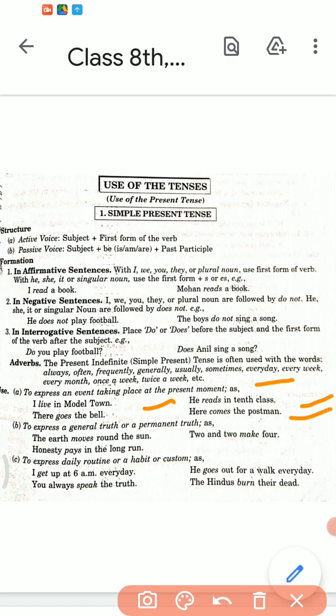Now see the second rule, to express a general truth or a permanent truth. For example, earth moves around the sun. 2 and 2 make 4. Honesty pays in the long run. Now, the third rule: to express a daily routine or habit or any custom, we will use simple present tense. For example, I get up at 6 a.m. every day. You always speak the truth. He goes out for a walk every day, and the Hindus burn their dead.